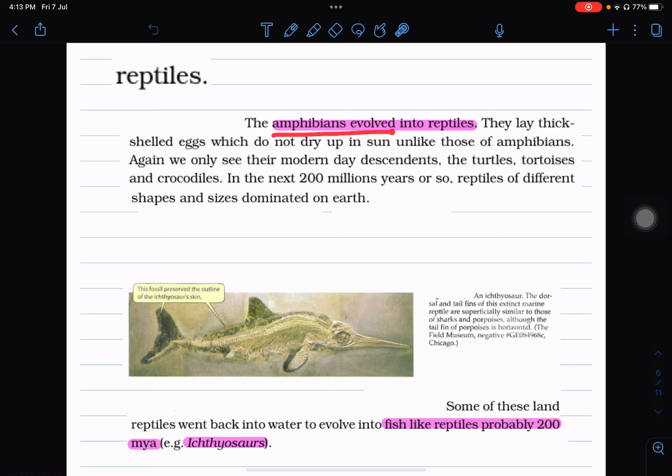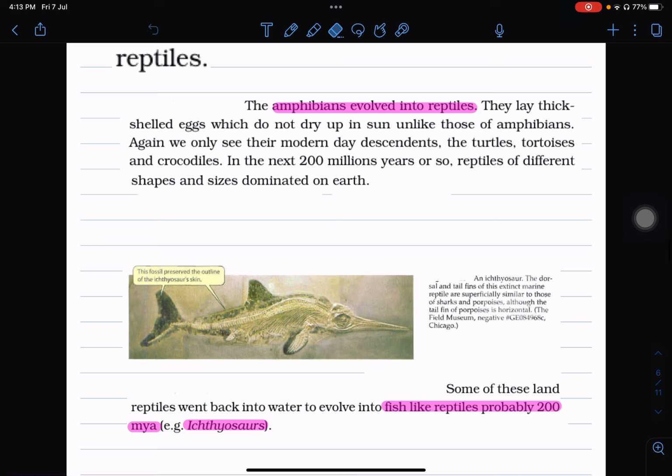Okay, amphibians evolved into reptilians. And what is their advantage? Of course, amphibians were the first land migrants, but they were not successful land migrants for many reasons. They need a water body to reproduce, because they never had thick shells around the egg, so the eggs will get desiccated, dehydrated. Reptiles have many advantages over amphibians, and one of them is that they lay thick shelled eggs which do not dry up in the sun like those of amphibians.